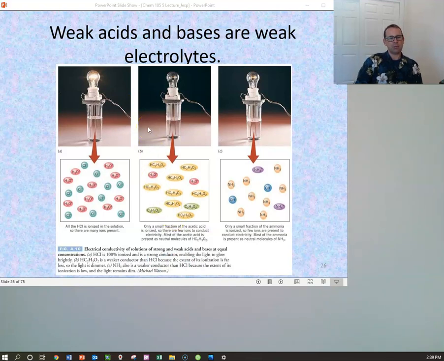Now, remember how we said that if you put salt into water, it causes the water to become conductive. Do you remember that? Yeah. All right. Well, if we put a weak acid into water, it will only cause the water to become slightly conductive. Same thing with a weak base, only slightly conductive. And that's because weak acids and weak bases only result in a very low concentration of ions, because that's why they are weak. They don't dissociate very much.